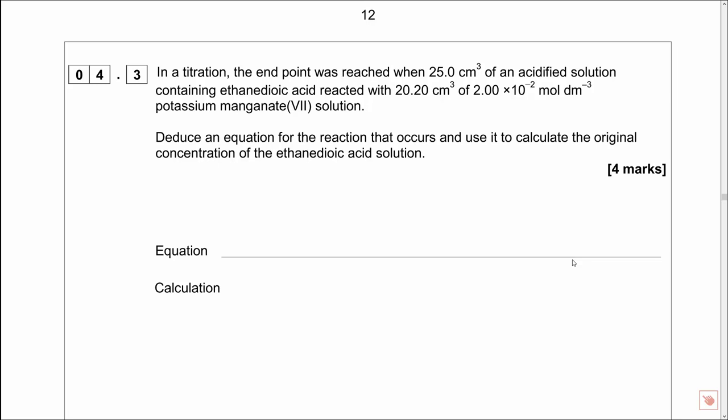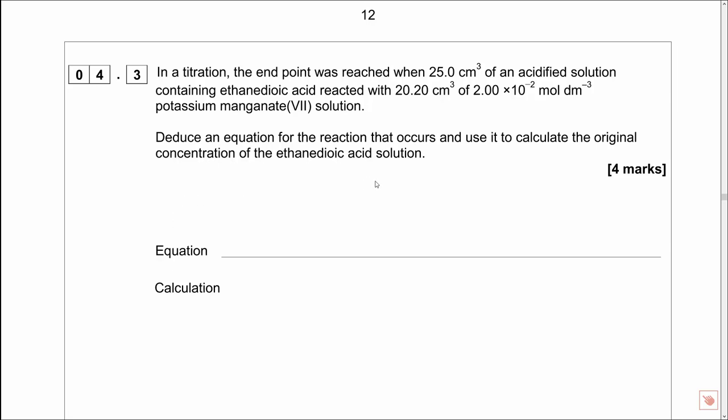This is good. This is going to require you to be happy with the fact that, in the oxidation here, you've come across the ethanedioate ion before, and when that is oxidized, it is oxidized to carbon dioxide. You can write this in either format. I'd probably do it in that way.